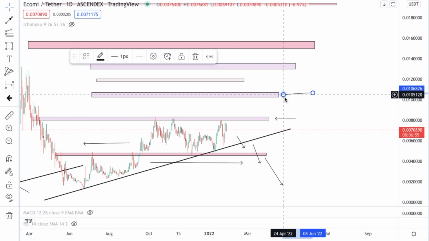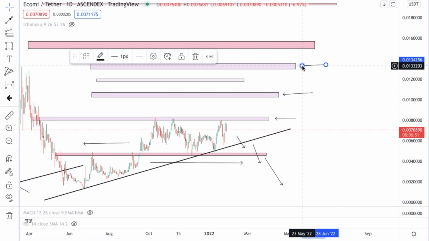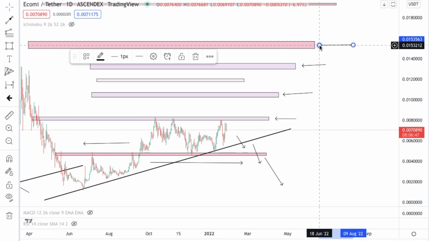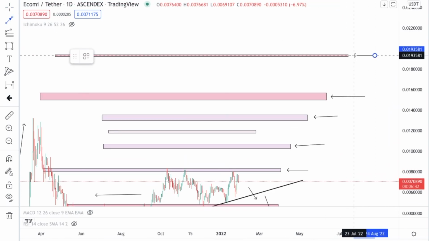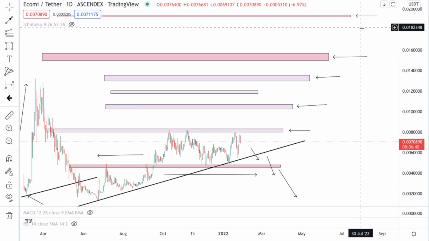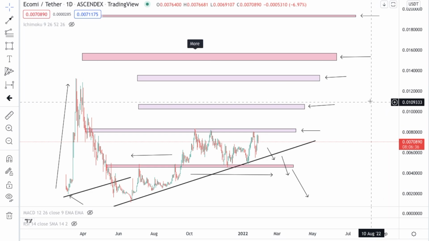Another major level, 0.0105. Another major level would be 0.013. And another major level would be exactly 0.015. The other major level would be roughly around 0.019. Keep those levels in mind, because trust me guys, those levels are going to be key levels.